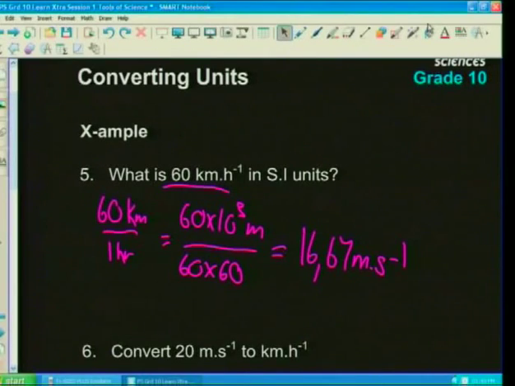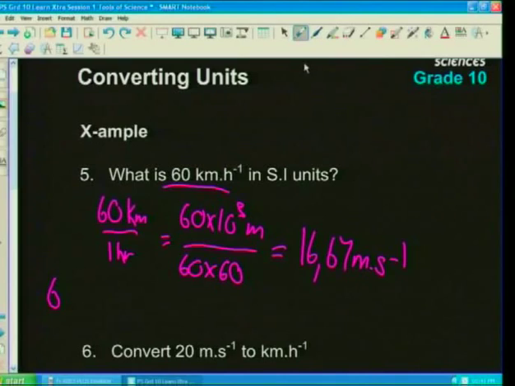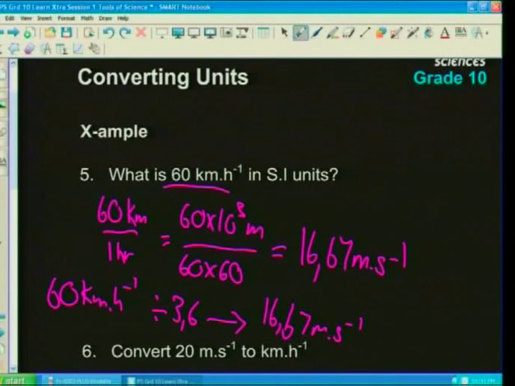There's the long way, and if they ask you to explain it and to show your working, you need to do it this way. But if you're doing it just shorthand, then you're going to say kilometers per hour to meters per second. All that you've got to do is divide by 3,6, and you will get the answer of 16,67 meters per second. If you're going the other way, what do you think you're going to do?